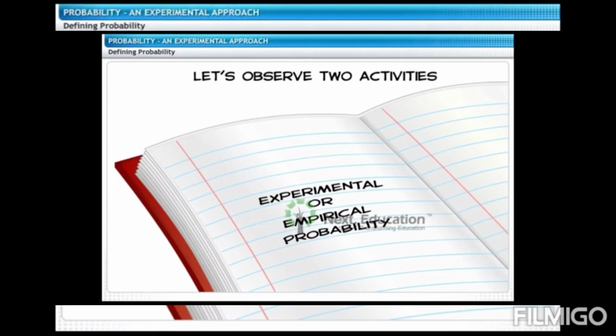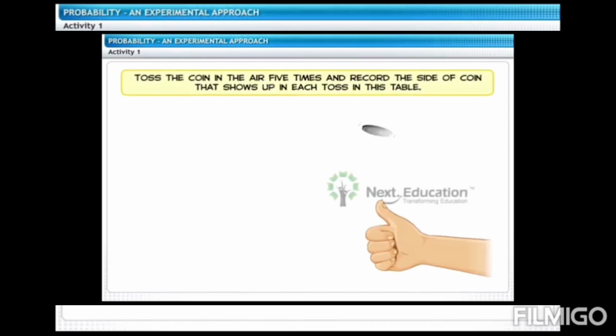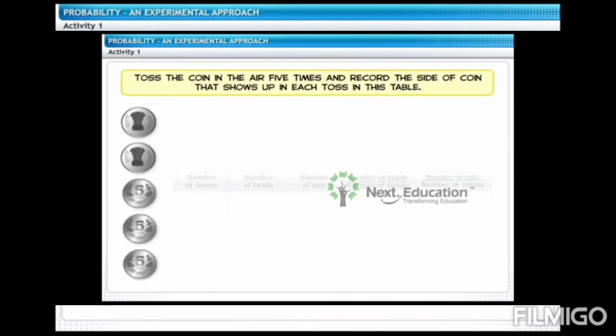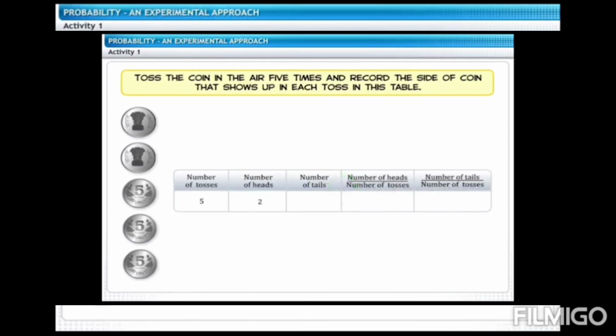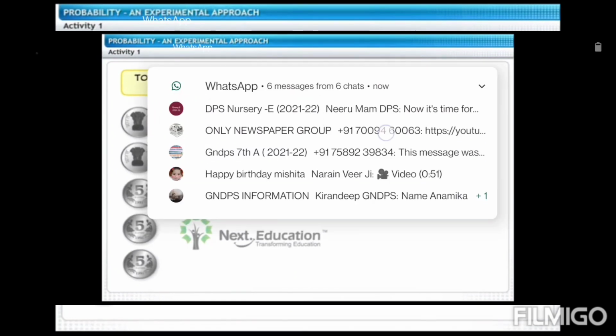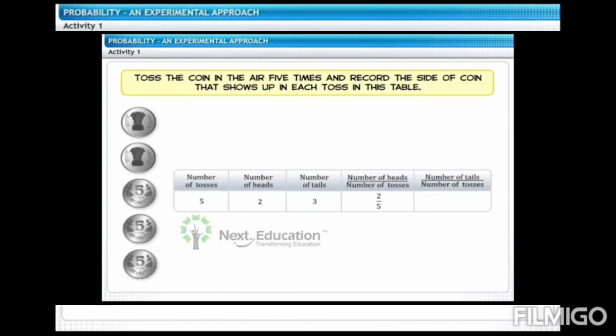First, let's observe two activities that will help us understand probability. In this activity, a coin is tossed in the air a number of times, and the corresponding observations are recorded. In the first set, the coin is tossed 5 times. As you can see, heads show up twice and tails show up thrice. Now, based on these values, let's write down the values in the next 2 columns. In the 4th column, the number of heads upon the total number of tosses is noted. In the fifth column, the number of tails upon the total number of tosses is noted.